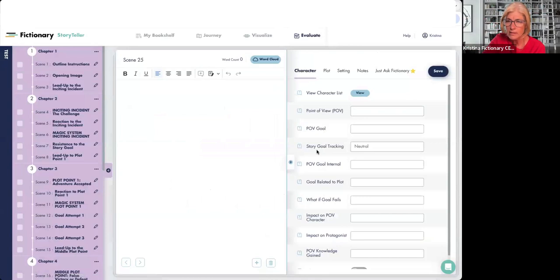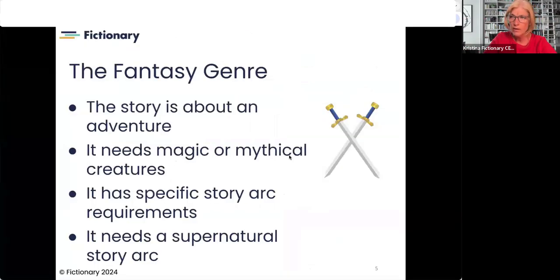Okay, so that's how the app is going to help you do this. So now let's take a look. Let's go back here. Okay, so before I go to that, having heard all that, type a yes in the chat if you feel like your book right now is going to meet these requirements, or no, it's not quite a fantasy yet. Definitely. Excellent.